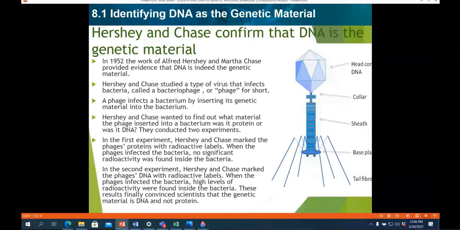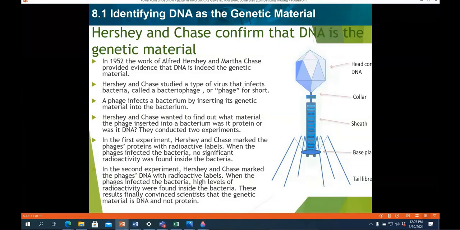Hershey and Chase confirmed that DNA is the genetic material. In 1952, the work of Alfred Hershey and Martha Chase provided evidence that DNA is indeed the genetic material. Hershey and Chase studied a type of virus that infects bacteria called bacteriophage, or phage for short. A phage infects a bacterium by inserting its genetic material into the bacterium. Hershey and Chase wanted to find out what material the phage inserted into a bacterium. Was it protein or was it DNA?